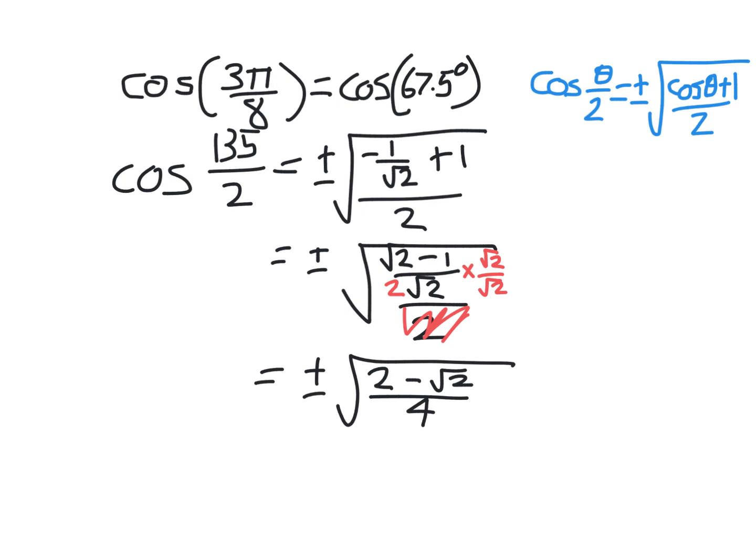Now, we know that cos of 67.5 is positive because it's in the first quadrant, so I can drop the plus or minus signs. I get 2 minus root 2, and on the bottom, I can just square root 4, take it out from under the square root, and write it as 2. So this is the final answer. This is the exact value of cos of 67.5 degrees made possible by the half angle formula.